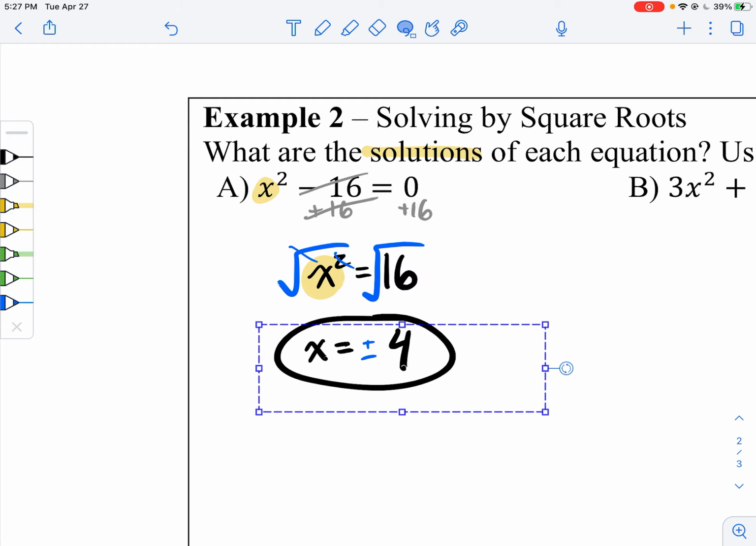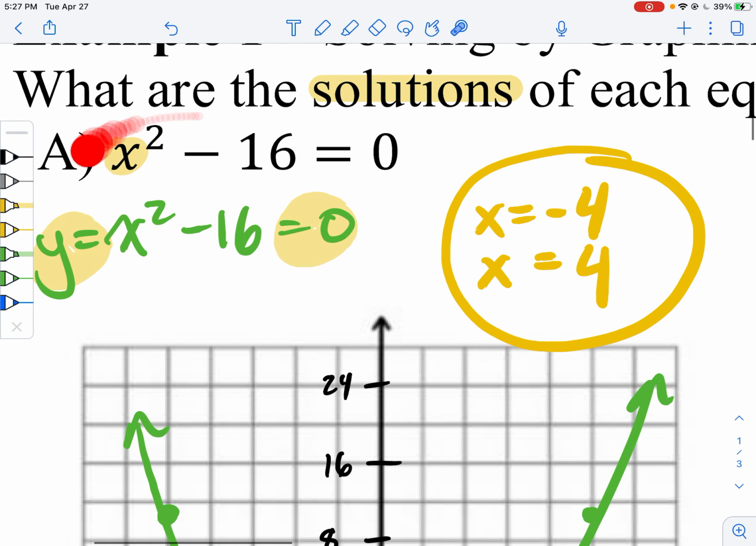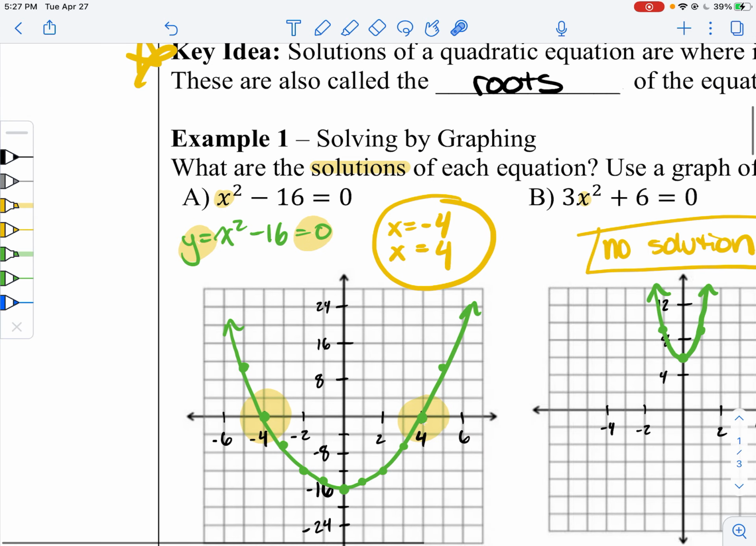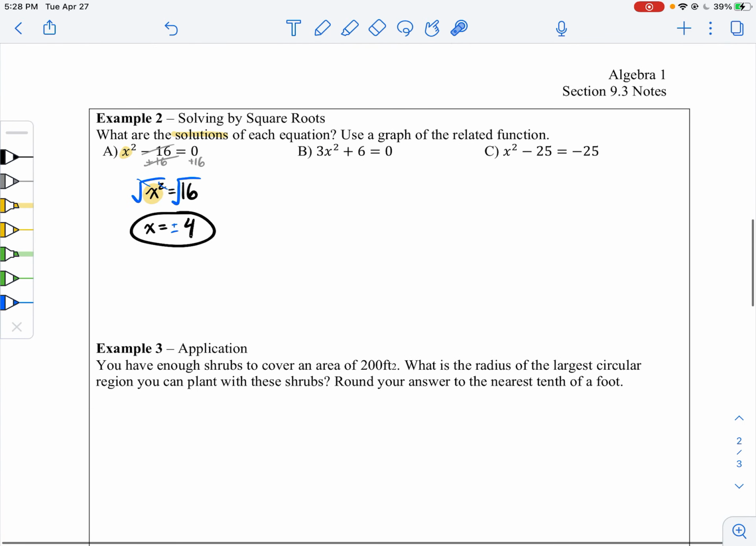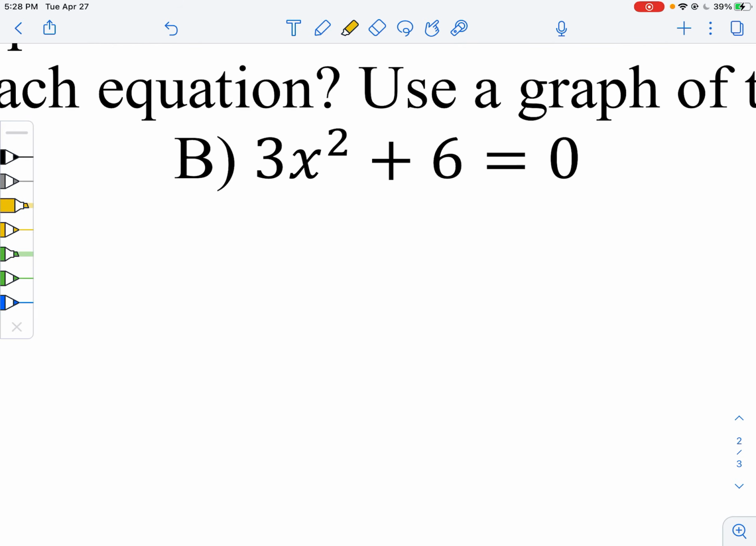Hey, but check it out. This was our solution to this problem: x squared minus 16 equals 0. But remember when we graphed x squared minus 16 equals 0? Same answer! So you still get the same response. And that's so good. Well, let's solve this by taking the square roots too.